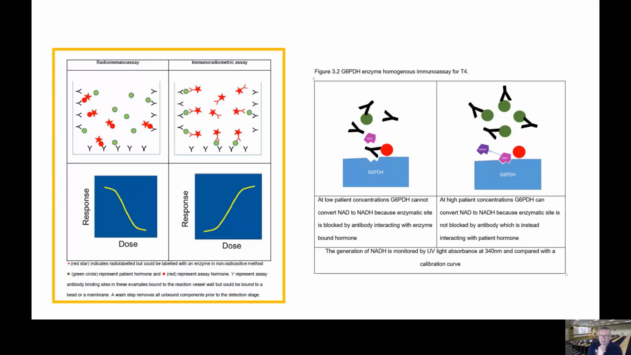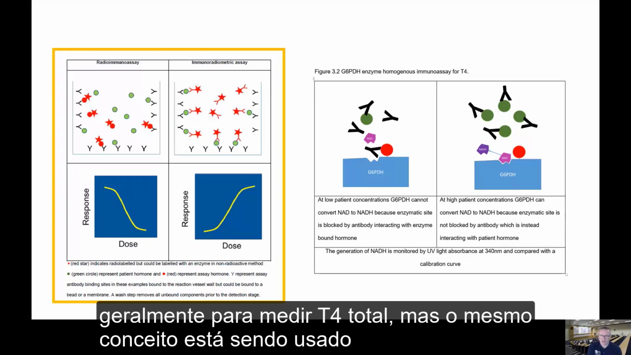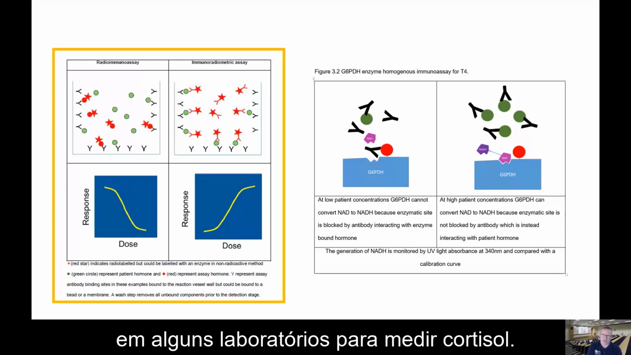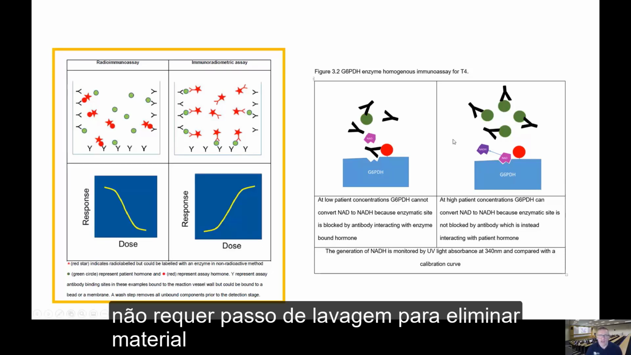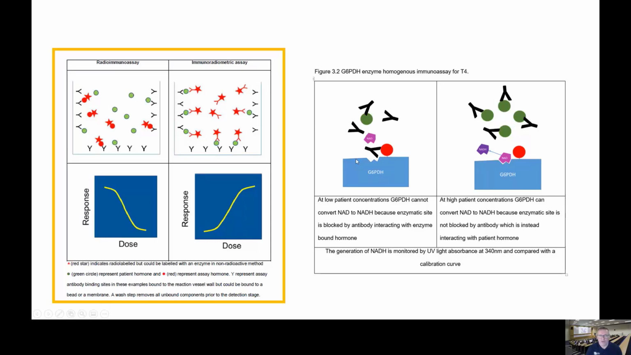The name that I'm going to use for this is DRI, dry. So that's one of the brand names used for when it's measuring total T4, but the same concept is being used in some labs for measuring cortisol. The advantage in this methodology is that it can be run in a general chemistry analyzer. It doesn't require a separate special immunoanalyzer, and it also doesn't require a wash step to get unbound material washed away. So this is one of those homologous assay systems.